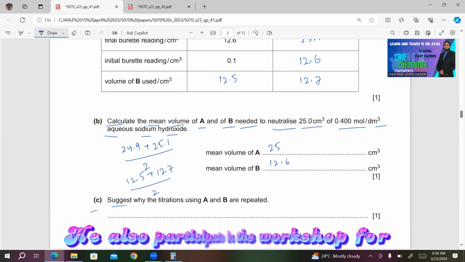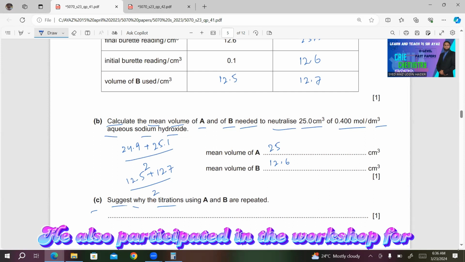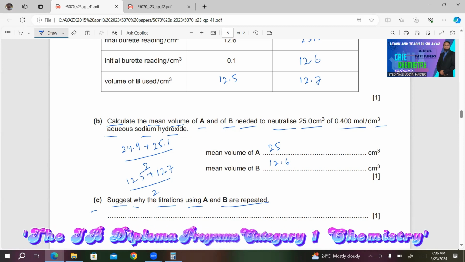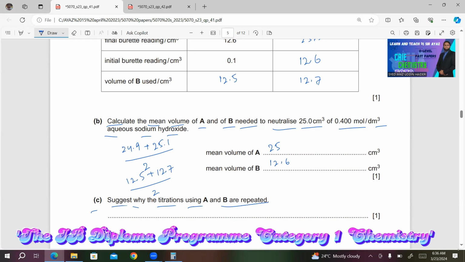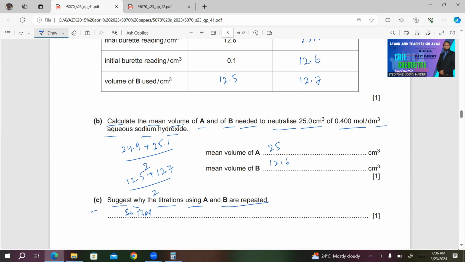C. Suggest why the titrations using A and B are repeated. So we need to check that the results are consistent. We need consistent results.